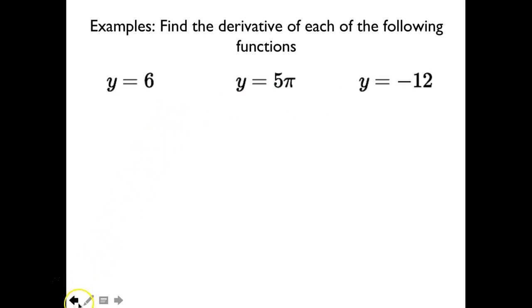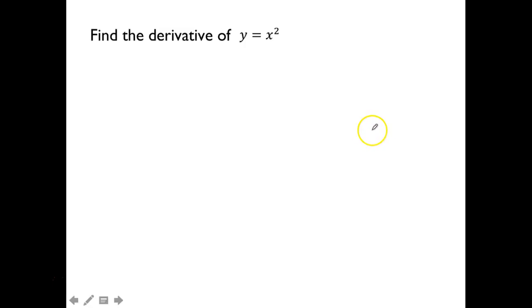Okay, find the derivative of each of the following functions. Well, this is a constant line. It's a constant. So y prime is equal to 0. This one, 5 pi. Remember, pi is not a variable. That is a number. It's 3.1415926 something. I can't remember up to that. But it's that number times 5. It's just a constant. So y prime is equal to 0. Has a slope of 0. Same thing here. The derivative of negative 12 is 0.